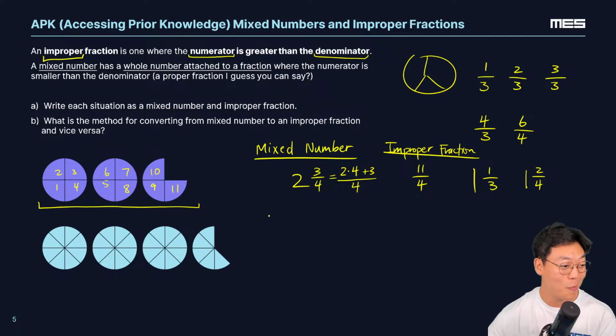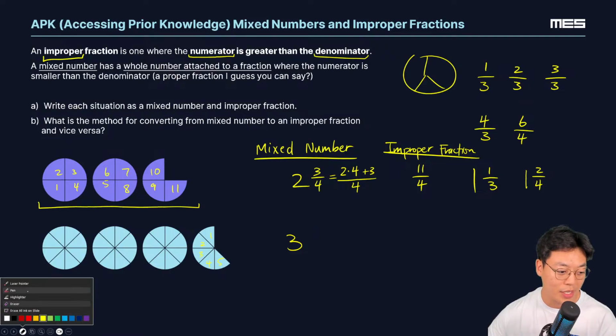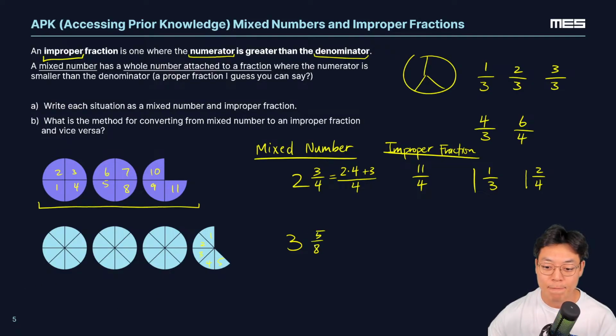Wow, Max, that was super quick. Love the speed there. Chloe, same with you. We have 3 wholes, and we have 1, 2, 3, 4, 5 parts of 8 parts within the whole. So we have 3 and 5/8. I almost put 3 again because I said 3. 3 and 5/8. And how would we write this as an improper fraction?